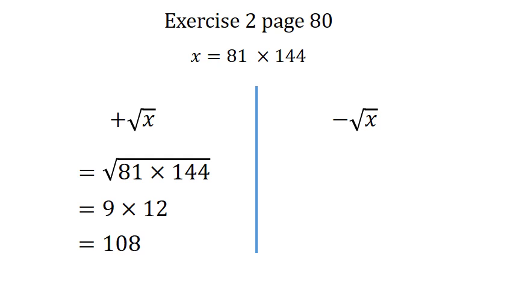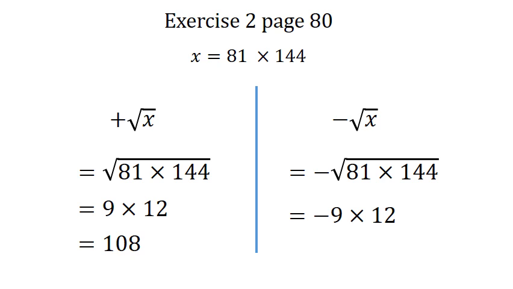Don't forget the minus should be outside the radical, not inside. So I will keep the minus out. It is minus 9 multiplied by 12, so minus 108. I will have another part of this exercise, which is v equal to a fraction. It is 144 multiplied by 36 all over 225 times 121.